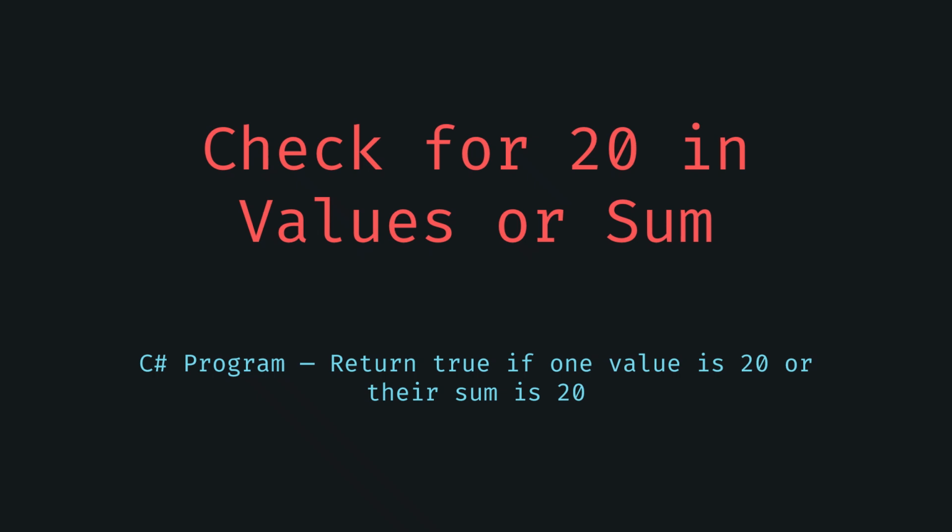Welcome. In this quick C# exercise, we write a tiny program that checks two integers and returns true when either one of the integers is 20 or the sum equals 20. This is a classic beginner problem that helps you practice reading console input, using logical operators, and writing concise conditional expressions. I'll walk you through the goal, the implementation, a few test cases, and small improvements you can make. Let's jump in.